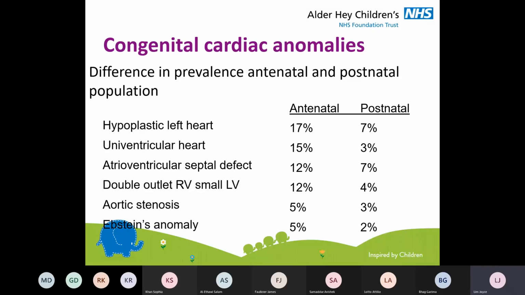So as I said earlier on, the incidence or prevalence of congenital heart disease varies between the antenatal and the postnatal population. So if you manage to catch all the antenatal patients with small hearts, either on the right or on the left itself, you find that they are a lot higher, anywhere between 15 to 17%, whereas the prevalence is much lower, between 3 to 10% in the postnatal group. The same goes for AVSDs, double outlet right ventricles, and so on and so forth as well.